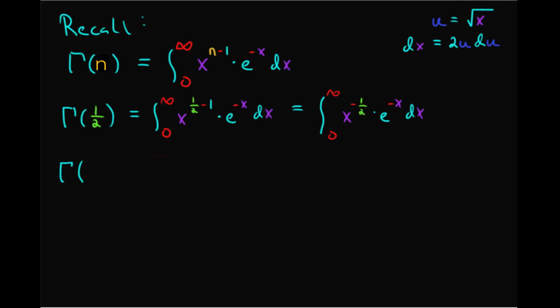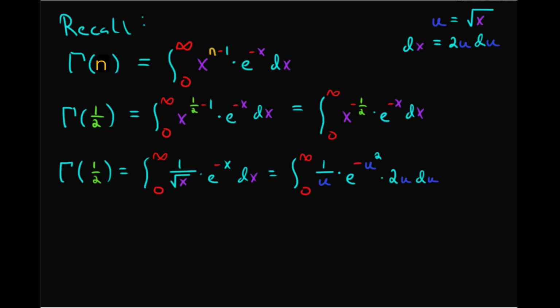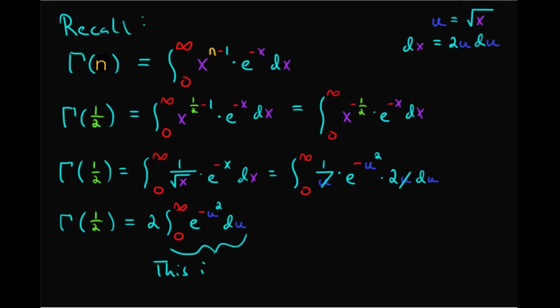Now, of course, that x to the negative 1/2 in the integrand equals 1 over radical x, so I have that gamma of 1/2 equals the integral from 0 to infinity of 1 over radical x times e to the negative x dx. And now making the u substitution, I have that the integrand is going to equal 1 over u times e to the negative u squared times 2u du. So the 1 over u and the u in the integrand there cancel. And I have that gamma of 1/2 equals 2 times the integral from 0 to infinity of e to the negative u squared du. Well, that integral is just the integral of 1/2 of the Gaussian, right?